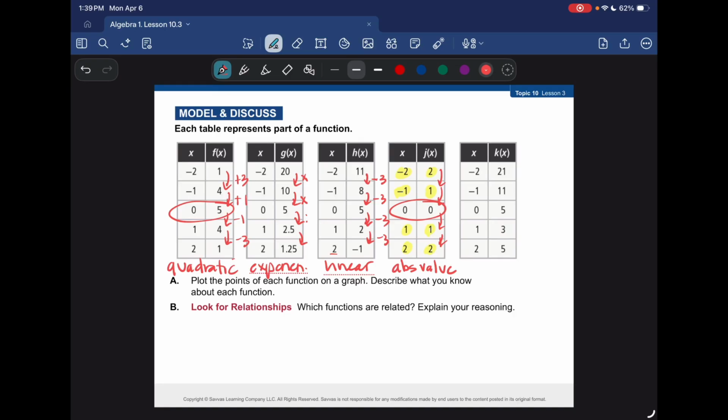And k of x, let's take a look at this function. We are decreasing by 10, decreasing by 6, then decreasing by 2, and then we go up and increase by 2. So we do have a change of direction at 1,3. So likely there is a vertex, or likely it will be a parabola. It doesn't seem that it's absolute value, which is the only other function that has a vertex. So we can say that this would give us the shape of a parabola as well.